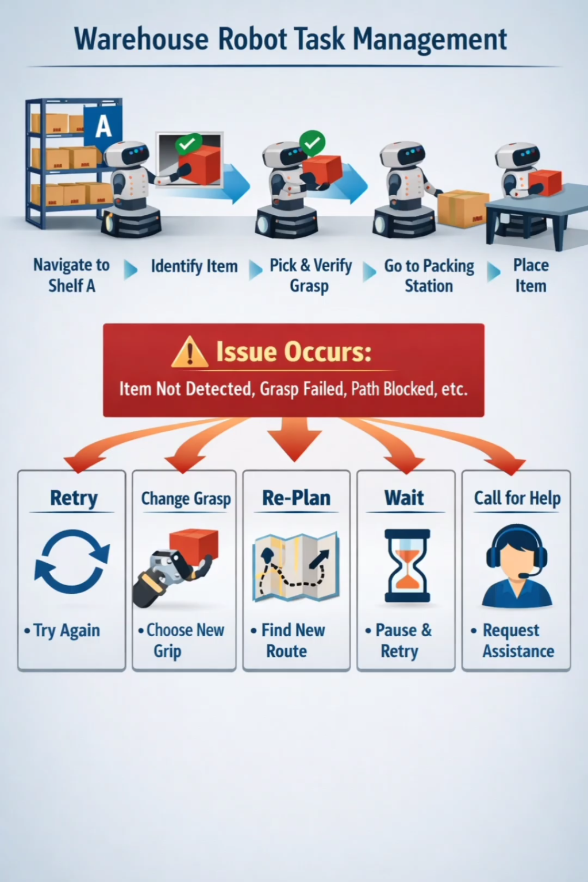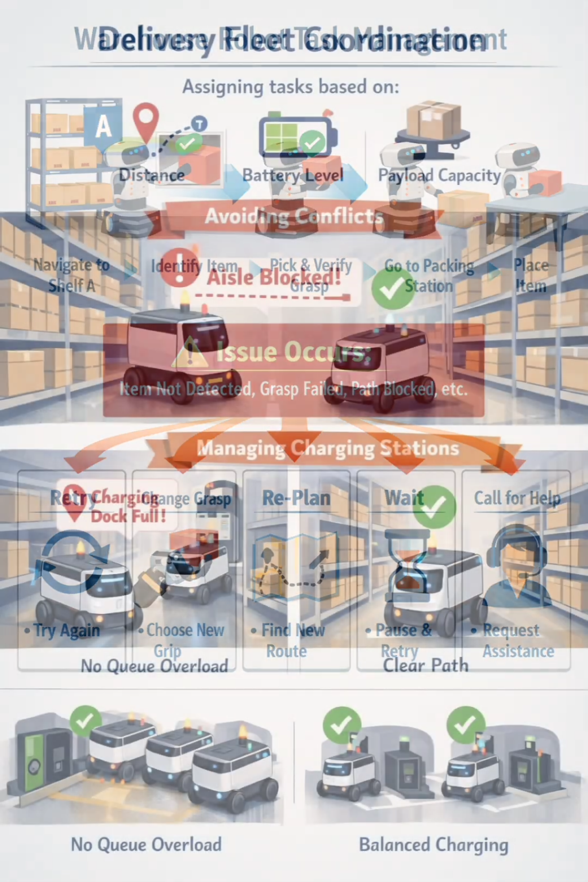If any step fails, like the item is not detected, the grasp slips or the path becomes blocked, task management chooses what happens next: retry, choose an alternative grasp, replan, wait, or request human help. This logic is often implemented using state machines or behavior trees.